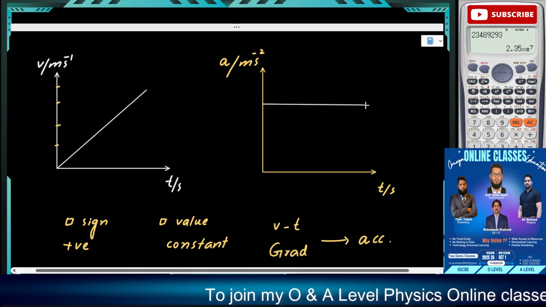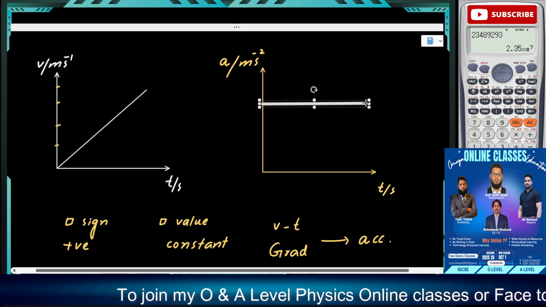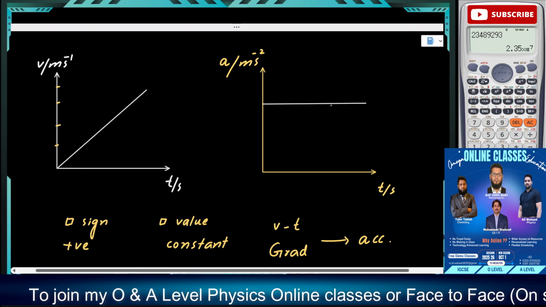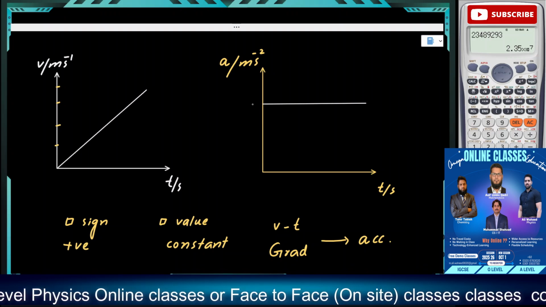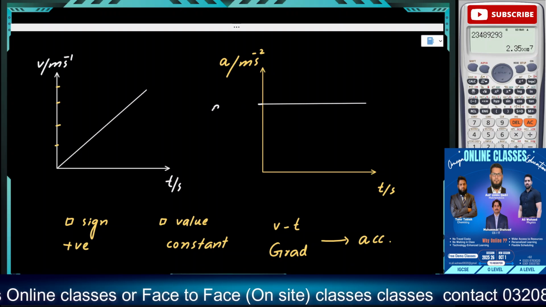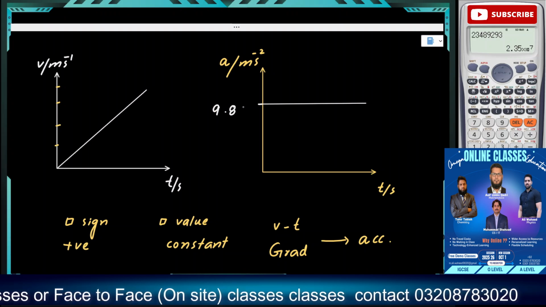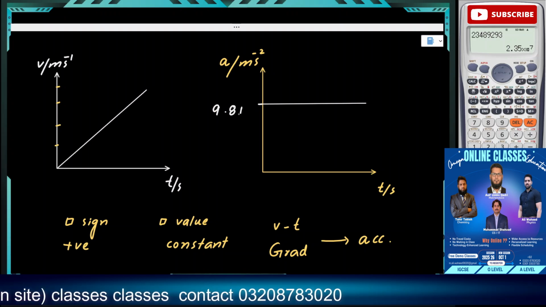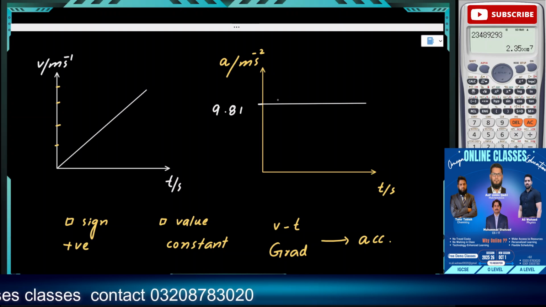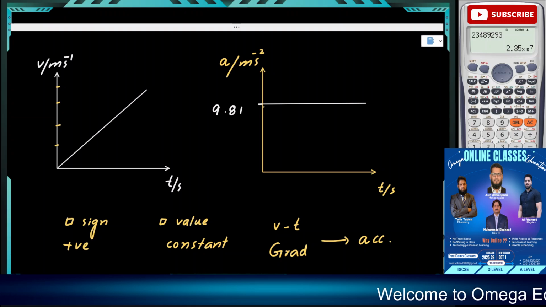So the graph for the acceleration would look something like this. You see acceleration throughout the motion remains constant, and it should be exactly how much? 9.81. It should be constant with a value of 9.81. It remains constant, and also because there's no air resistance, it remains constant.